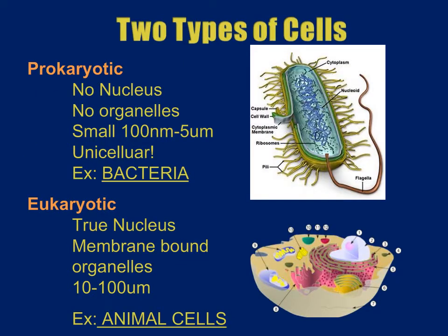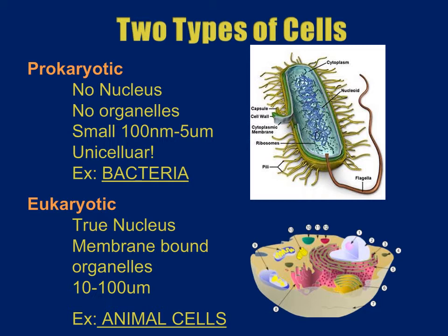So we can classify cells into one of two types. Cells are either prokaryotic or eukaryotic. Now, prokaryotic cells are cells that don't have a membrane-bound nucleus and also lack membrane-bound organelles. In most cases, prokaryotes are small, on the order of 100 nanometers up to 5 microns, and they're exclusively unicellular. And the primary example we're going to give you for prokaryotic cells are bacteria. So things such as the leptospirosis bacteria and salmonella bacteria are all prokaryotes.